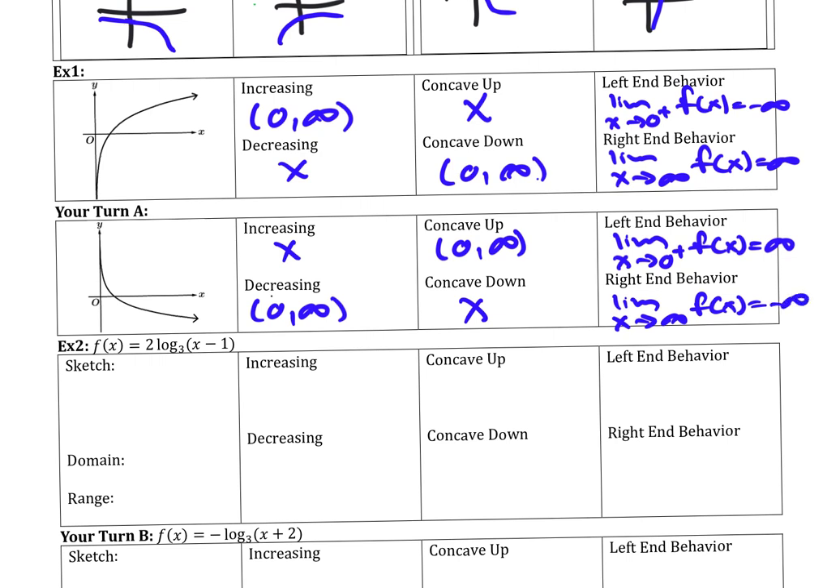All right, let's see how you did. So we can see this function is definitely decreasing. So we know it's increasing again from 0 to infinity because of its vertical asymptote. It is concave up for the whole portion. So again, 0 to infinity.